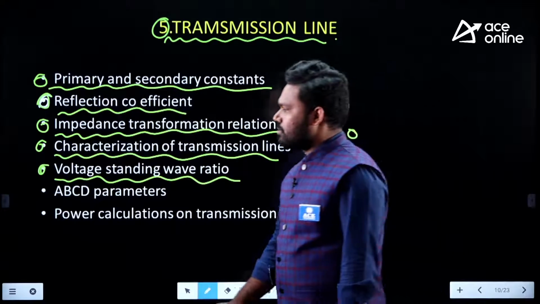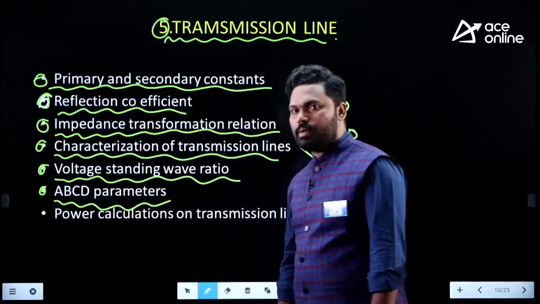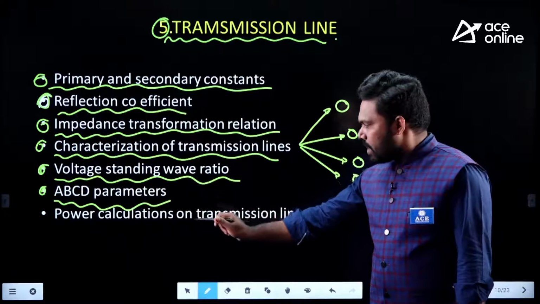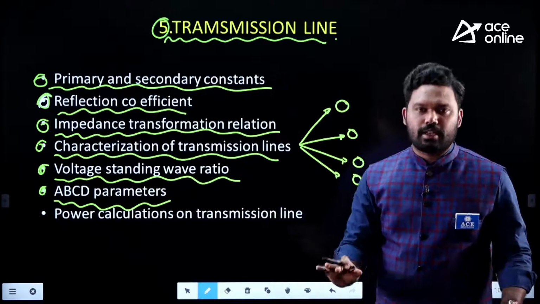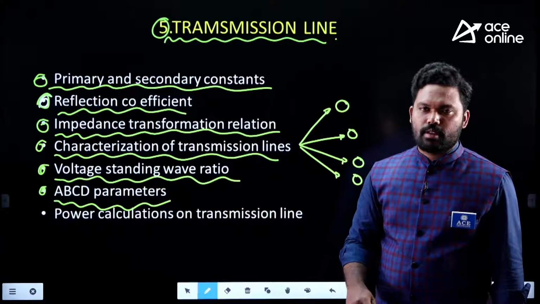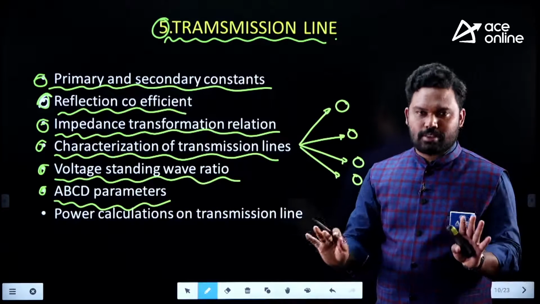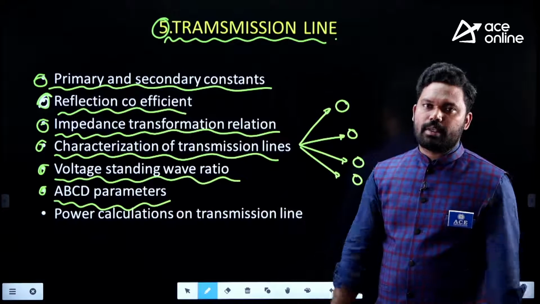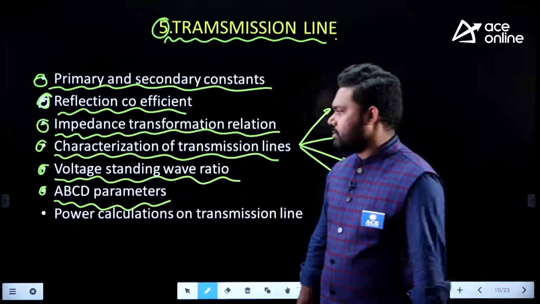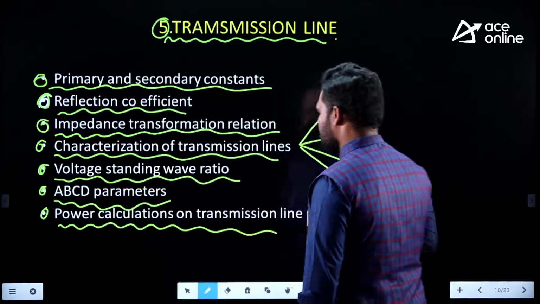And next, there are some miscellaneous topics. But why am I calling them miscellaneous topics? The questions asked from these, ABCD parameters and power calculations on transmission lines, are very rare. Once in a blue moon, you will find questions on these concepts. 5 years ago, 6 years ago, there were questions on these concepts, but they are rare. So one should not skip any topics. That is the reason why I am calling them miscellaneous topics, only because of their frequency of occurrence.